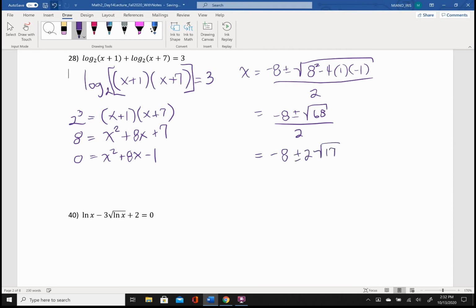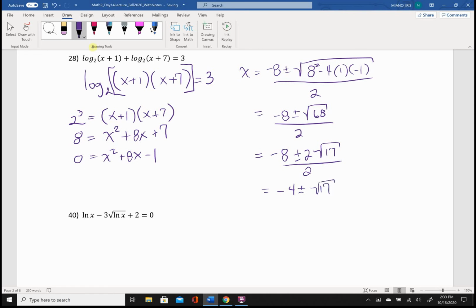So therefore, 4 times 17 gives us 68. 4 comes out as a 2. That's this 2 that popped out right in front here, and it's still all being divided by 2. So this 2 needs to divide both of the integer terms that you see out here, the negative 8 and the 2, and in doing so, we will get negative 4 plus or minus the square root of 17.